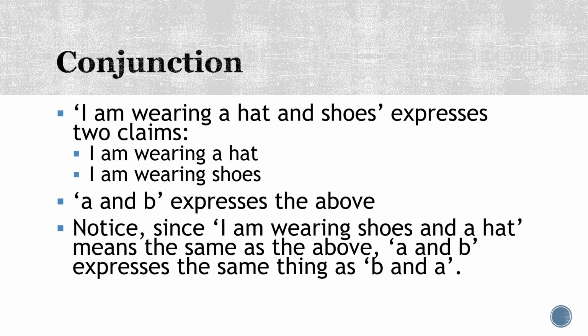So let's talk a little bit more about conjunctions. The sentence "I am wearing a hat and shoes" expresses two claims. It expresses the claim that I am wearing a hat, it expresses the claim that I am wearing shoes, and it connects them together with an and. You can see the and right here. So the phrase "A and B" expresses "I am wearing a hat and shoes." It just substitutes the first claim with an A, substitutes the second claim with a B, and now it can generalize. Any old conjunction looks like "A and B."